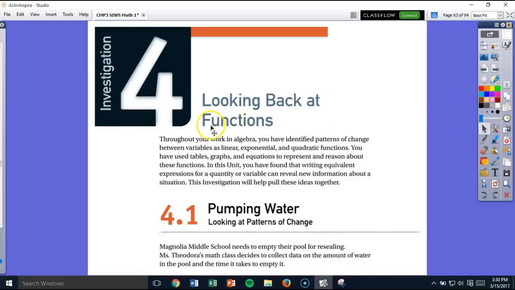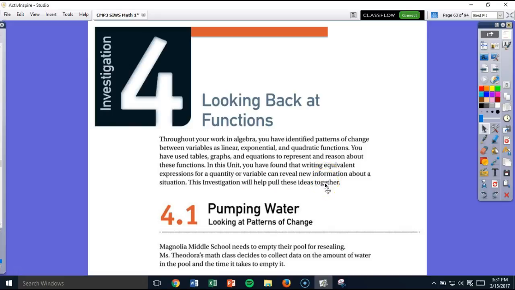All of 1 and 56 here for 4.1. Looking back at functions, it says throughout your work in algebra you've identified patterns of change between variables as linear, exponential, and quadratic functions. We've used tables, graphs, and equations to represent and reason about these functions. Now in this unit we've found that writing equivalent expressions for a quantity or variable can reveal new information about that situation. We're hoping that this investigation will help pull these ideas together.